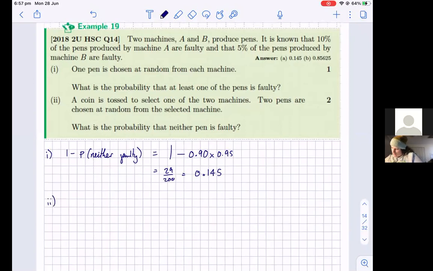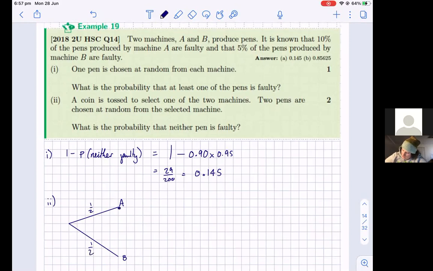A coin is tossed to select one of the 2 machines. 2 pens are chosen at random from the selected machine. What's the probability that neither pen is faulty? So let's do a tree diagram. The first option they could have is choosing machine A. The probability of that is 1/2. Or they could have gone for machine B. Probability for that is 1/2.